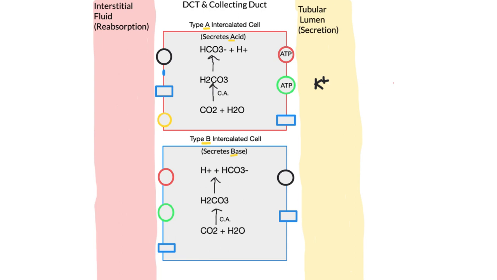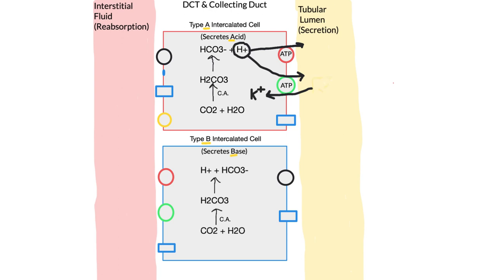So in our type A cell, we know we want to secrete acid in the form of hydrogen ion, but how are we going to do that? Well, we can kick the hydrogen out through these two transporters, and they're both going to use energy in the form of ATP to accomplish this. The difference between them, the first being a hydrogen ATPase and the second one being a hydrogen potassium ATPase, is the second one will move potassium into the cell.